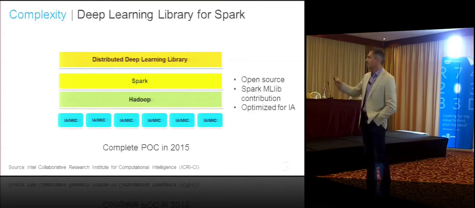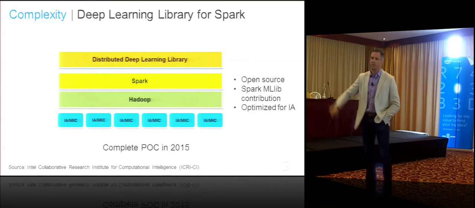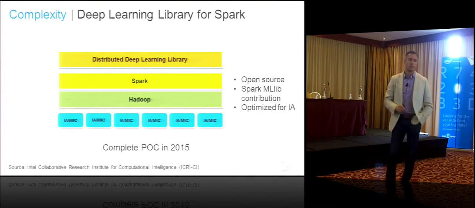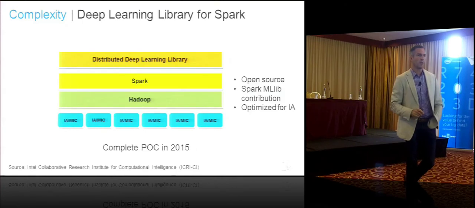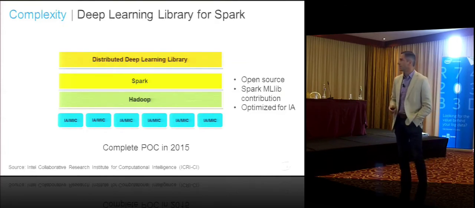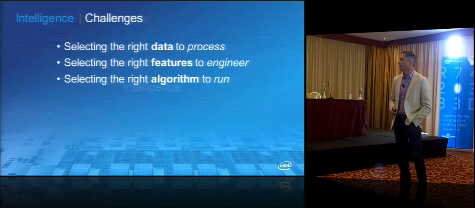There's many real-world problems this is relevant in. What's interesting is that Intel's also working through its Collaborative Research Institute in Europe to build a distributed deep learning pipeline for Spark, and to make that contribution, hopefully, into the ML library for Spark. So hopefully we'll see this stuff land on Cloudera and land in the open source communities. All right, and finally, intelligence.